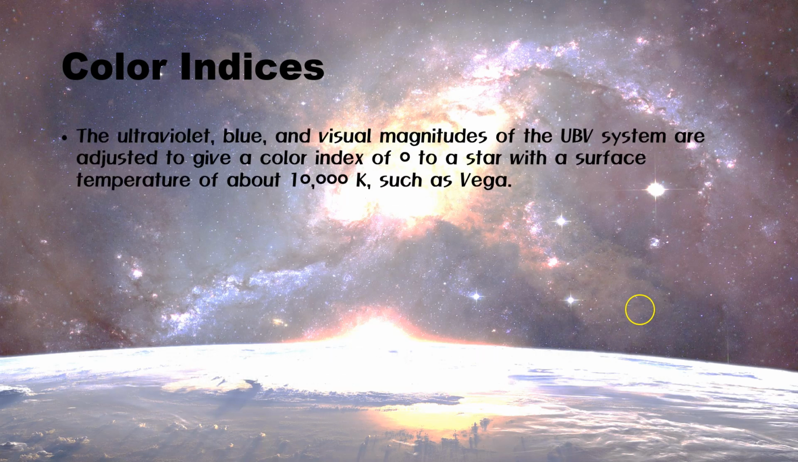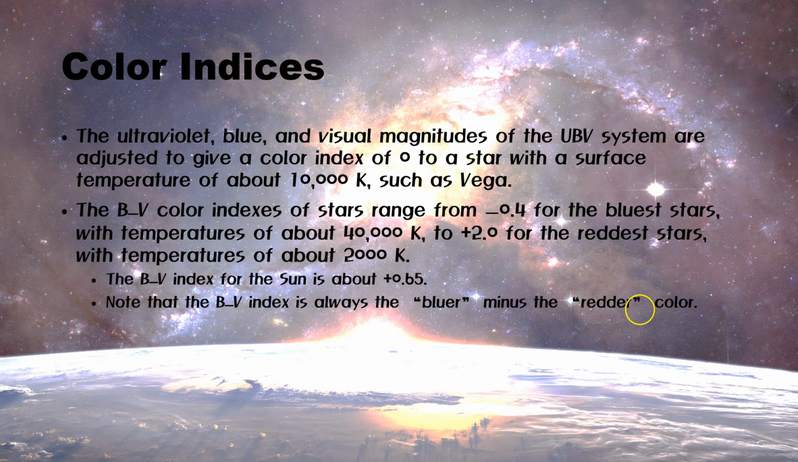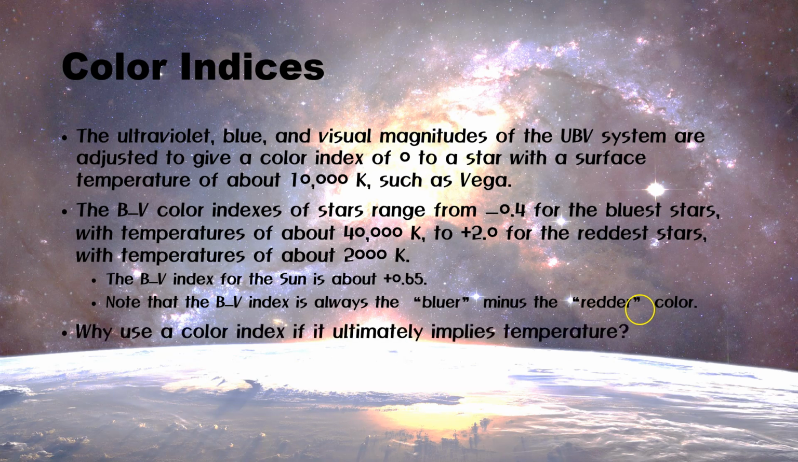Now, the ultraviolet, blue, and visual magnitudes of the UBV system are adjusted to give a color index of 0 to a star with a surface temperature of about 10,000 Kelvin, such as Vega. The B-V color indexes of stars range from about negative 0.4 for the bluest stars, with temperatures of about 40,000 Kelvin, to about positive 2.0 for the reddest stars, with temperatures of about 2,000 Kelvin. The B-V index for the sun is about plus 0.65, and you'll note that this index is always the bluer star's magnitude minus the redder star's magnitude.